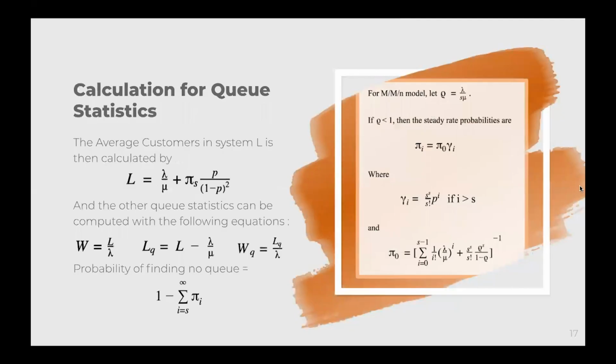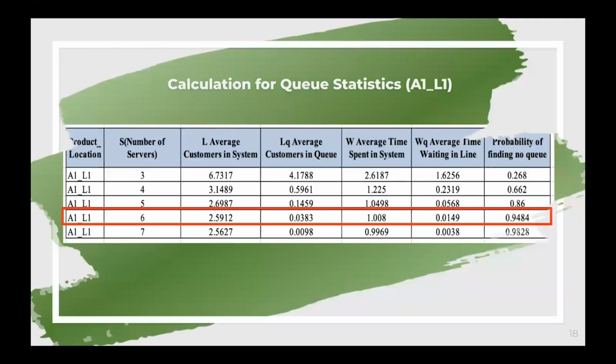We then move on to the calculation for the other queue statistics, finding the pi 0, pi i, L, W, LQ, and WQ values respectively according to the following equations. This is the calculated result for product A1 sold in location L1. We started from the minimum number of servers required to ensure stability, which in this case equals 3. We calculated 5 sets of data for comparison.